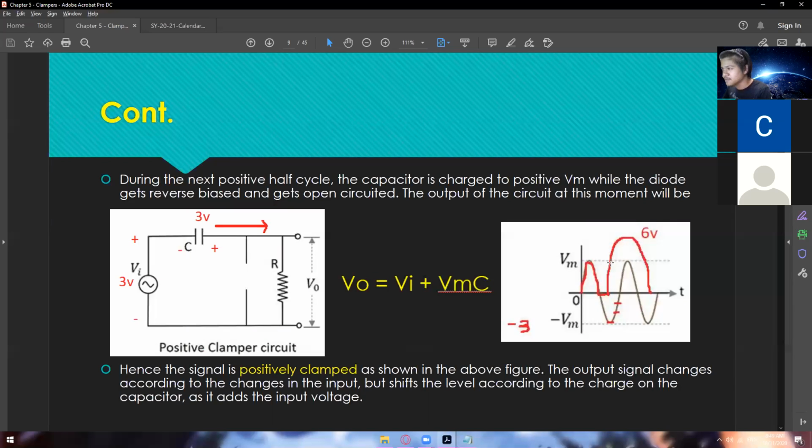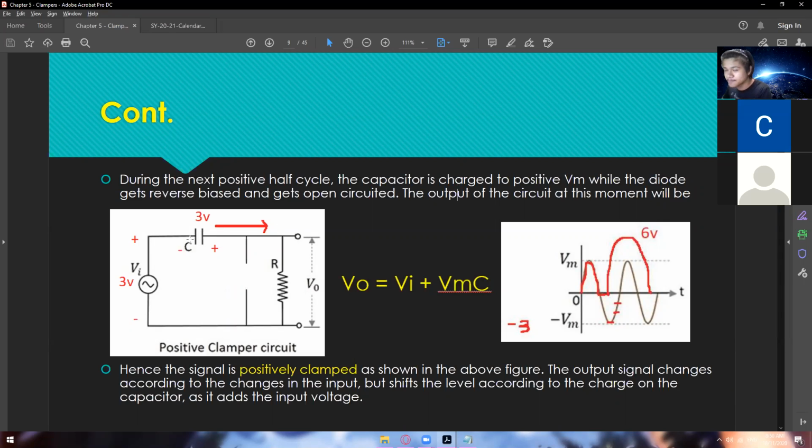Okay, and then during the next positive half cycle, so this is the negative half cycle, wherein we have -2, -1, and then 0. So this is not the discharge voltage of our capacitor. So during the next positive half cycle, the capacitor is charged to positive Vm, while the diode gets reverse bias and gets open circuited. The output of the circuit at this moment will be like this.